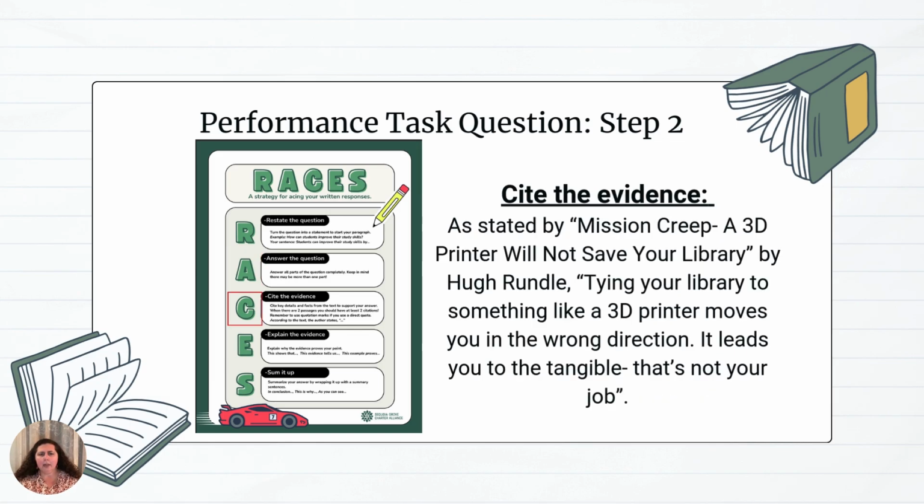Then citing the evidence. Again, here you have to get really, really specific. Let's read the example. As stated by Mission Creep, a 3D printer will not save your library by Hugh Rundle. Tying your library to something like a 3D printer moves you in the wrong direction. It leads you to the tangible. That's not your job. Now, notice in this student example, there's a signal phrase, as stated by. I would have been happier if they had a comma, but that's okay. And they have the title of the article.